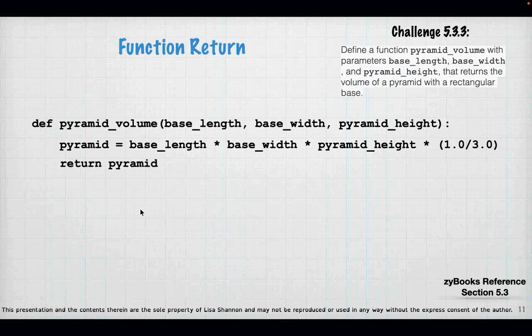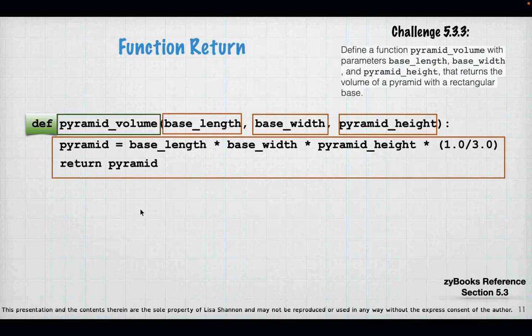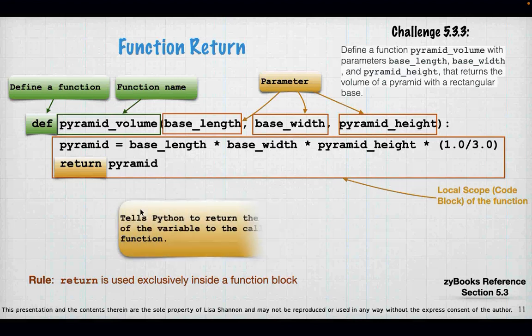Functions and return. So we have this new keyword called return. A return is pretty much only used in a function. In this case, I have a function called pyramid volume. It's for challenge 533, and I've got three arguments in that: base length, base width, pyramid height, and I'm going to do a calculation for the pyramid using those. And then what I'm going to do is use this new keyword return to get that calculation out of that function, because in the local scope, that's all it is. I can't use that variable pyramid that's in my little script here in the global scope. It won't work. It simply won't be there.